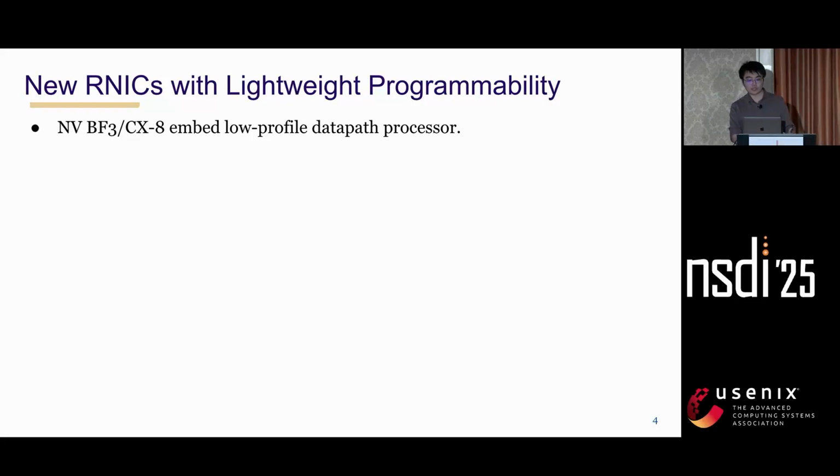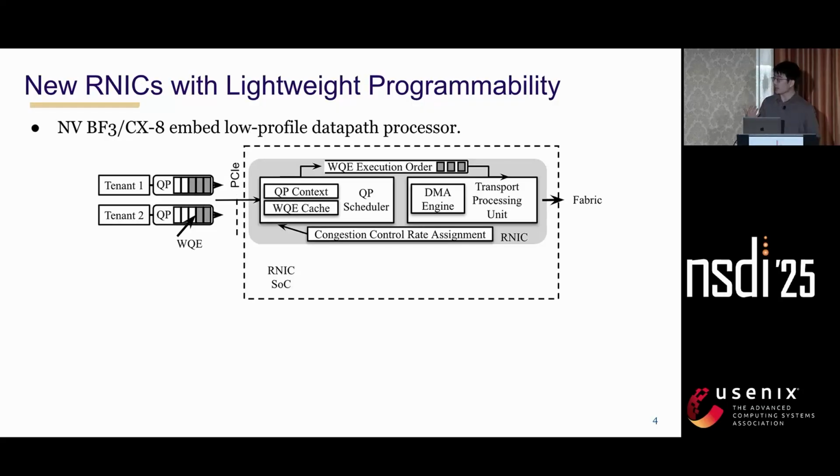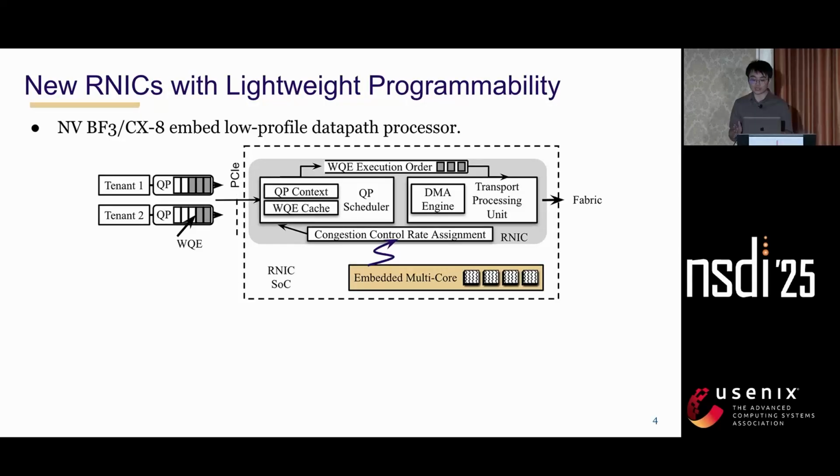Besides the strong motivation for software control, we have another enabler, which is the programmable NIC. Latest RDMA NICs provide some building blocks for software control. With the same architecture as before, now the RDMA NIC is one module of a SmartNIC SoC. From a high-level view, the SoC attaches a multi-core processor to the RDMA NIC. It can program the rate assignment module. Notably, these cores are much more lightweight than typical SmartNIC ARM cores.